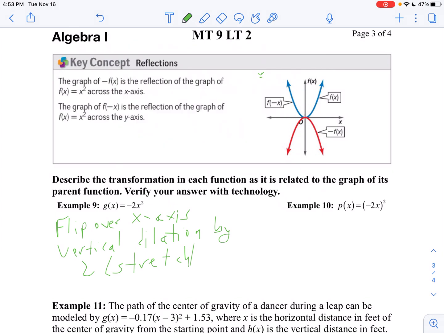Okay, p of x equals negative 2x squared. So what's happened here, I'm going to flip over the y, which means really I'm not going to change it because it's symmetric. And then I'm going to do a horizontal compression by a factor of 1/2. So I'm going to take each x value, multiply it by a half, and plot it with the same y value. So let's take a look at that.